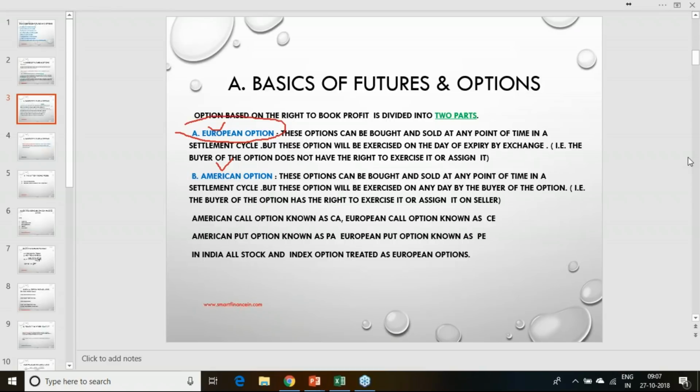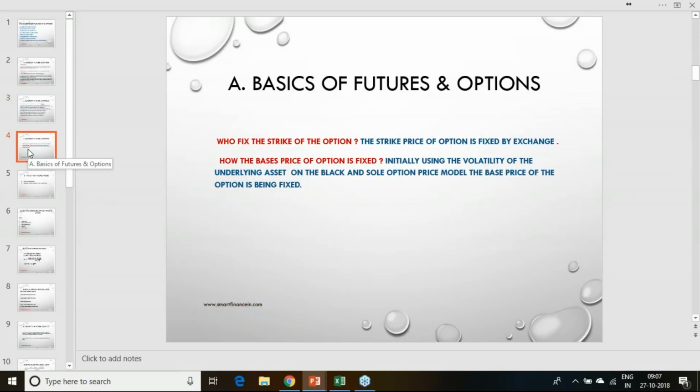So all options are European. European means it has to be exercised on the day of settlement. You cannot exercise it early. However, with American options, earlier you were able to exercise early also.